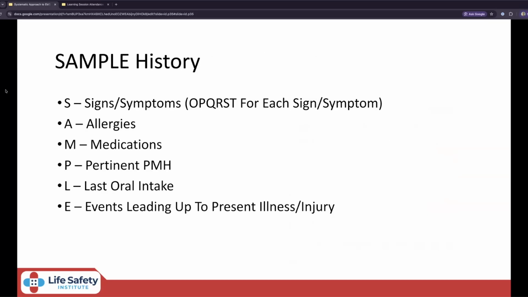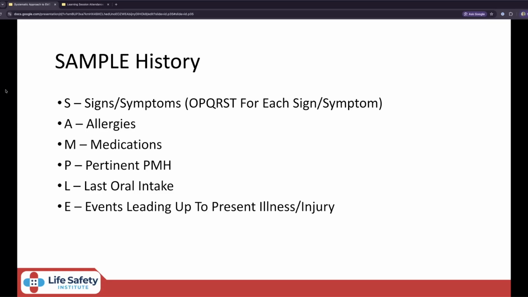So the SAMPLE and OPQRST. You're doing one SAMPLE history for the patient, and then you might do multiple OPQRSTs. Let's walk through the SAMPLE history. SAMPLE history stands for signs and symptoms, allergies, medications, pertinent past medical history, last oral intake, and events leading up to present illness or injury. You should memorize SAMPLE history.